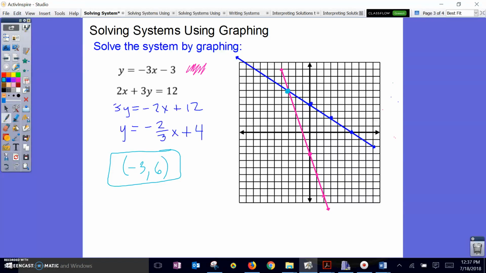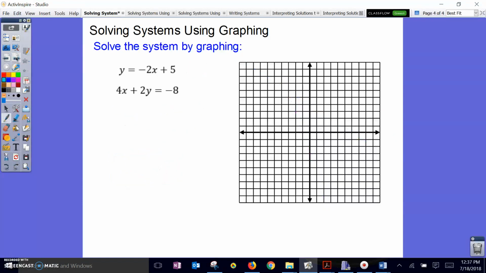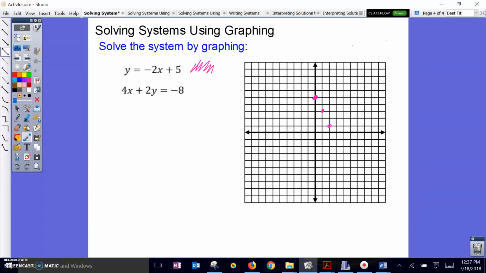All right, one more example. Solve this system by graphing y equals negative 2x plus 5 and 4x plus 2y equals negative 8. I'm going to graph this one first. It's got a y-intercept of 5, a slope of negative 2, so I'm going to go down 2 and over 1 to the right. Plot a couple of points. Break out my handy-dandy ruler and draw the line through those points.